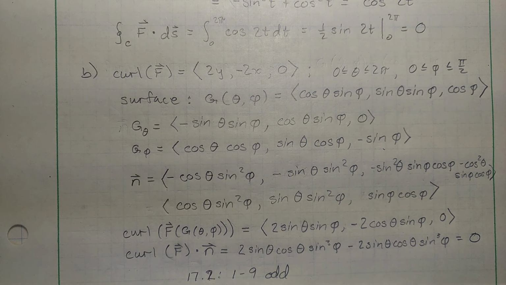17.2, 1 through 9 odd. And do your best with these. Consult the solution manual as needed, and we are going to get to spend a couple days in this section, so hopefully it'll start to click and make a little more sense as you do it more. But like I said, 1 and 3 are easy, so you'll enjoy those.